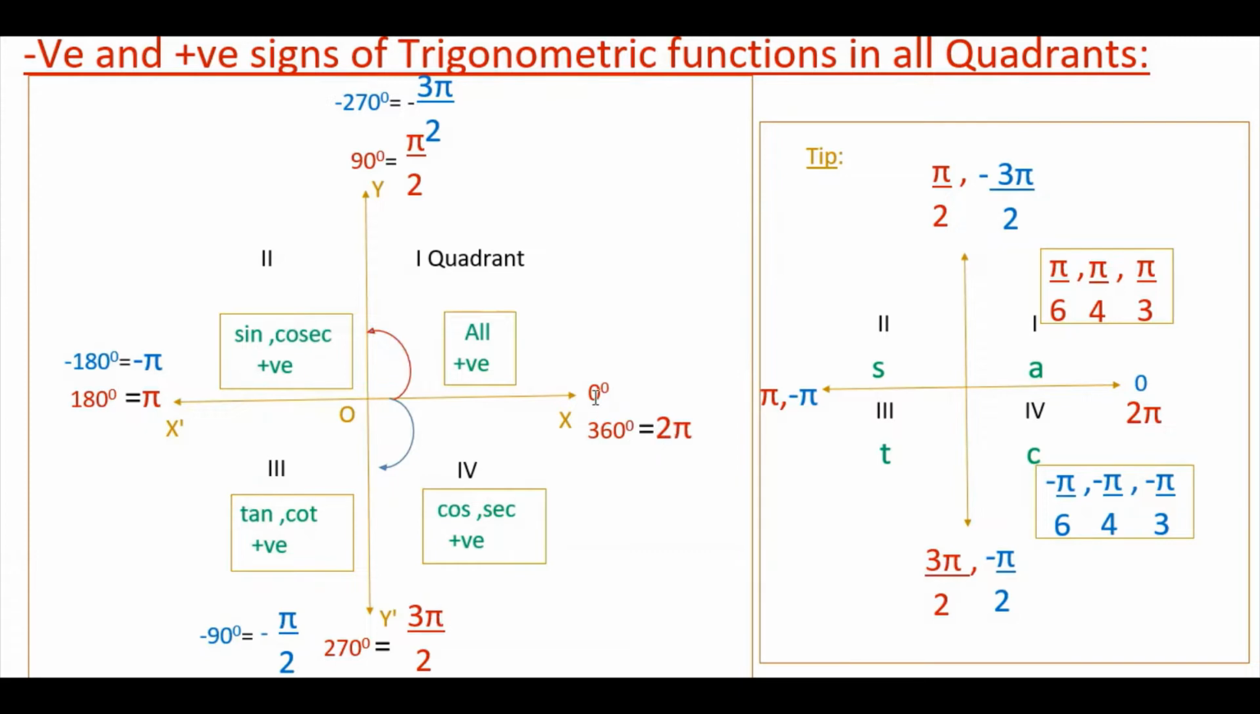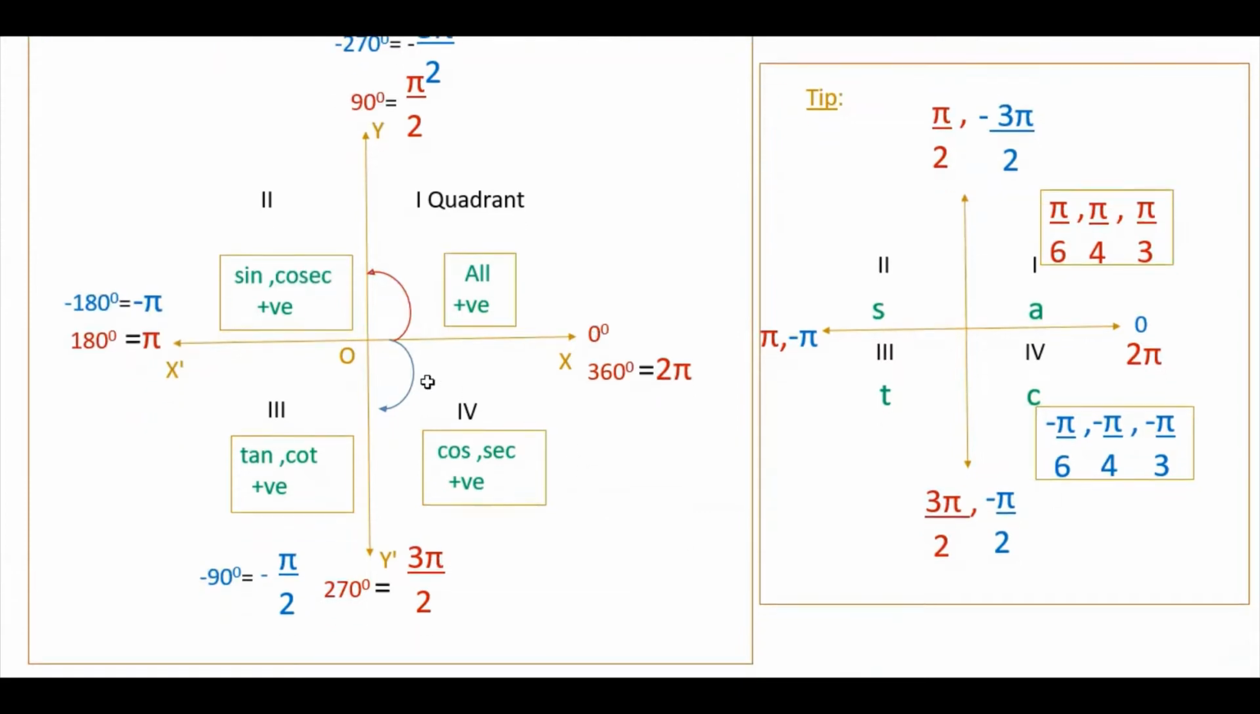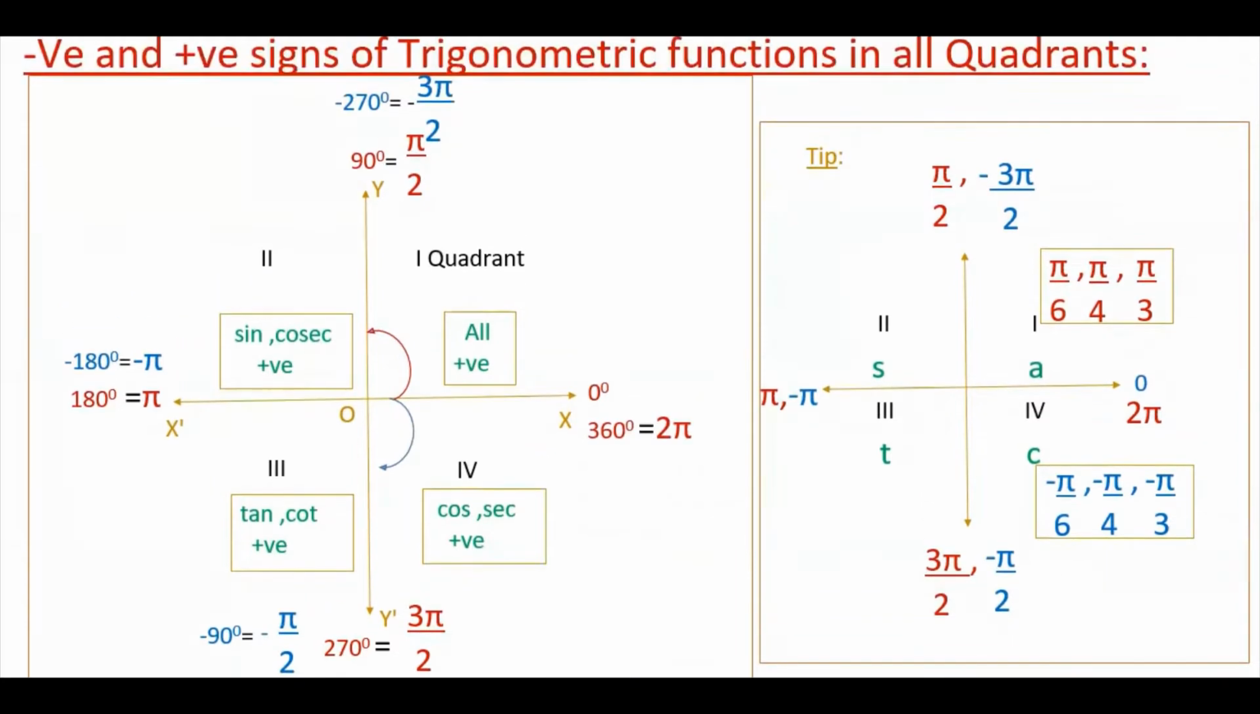And if you go in this direction, that is a negative angle. In this direction, this is 0 and this is minus 90, this is minus 180 and this is minus 270. So you have to remember this is minus pi by 2, this is minus pi, and this is minus 3 pi by 2.